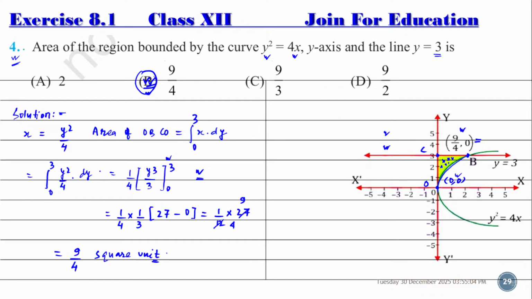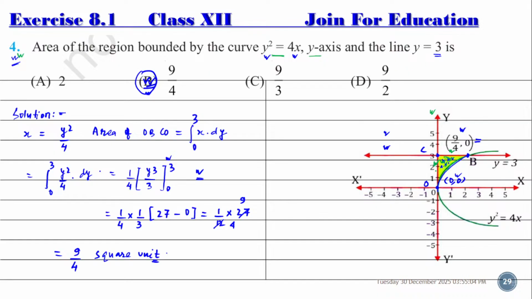ये क्वेश्चन नंबर लास्ट था, क्वेश्चन नंबर 4 था. यहाँ पर भी देखिए पैराबोला का ये इक्वेशन है और बोलता है कि y इक्वल टू 3 लाइन के द्वारा और y एक्सिस के द्वारा, देखिए ये y एक्सिस है और ये लाइन है, और इसके द्वारा जो रीजन बाउंडेड हो रहा है इसी का एरिया यहाँ पर पूछा है.